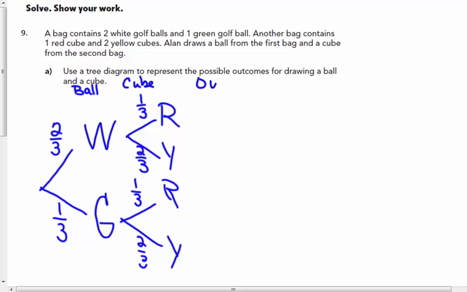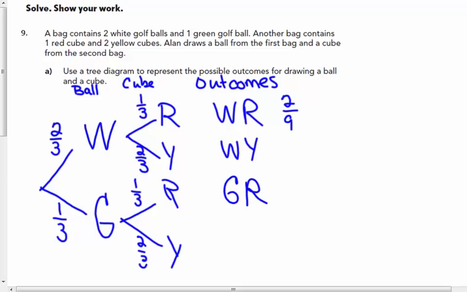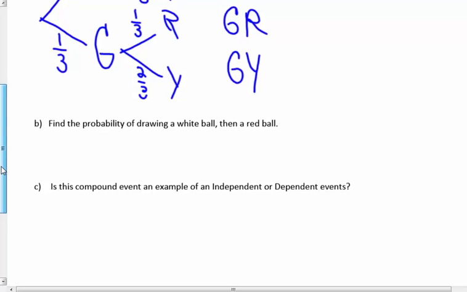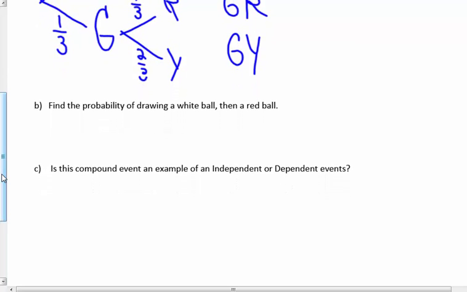There's my heading and outcomes. So white with red, and that would be 2/3 times 1/3, which would be 2/9. White with yellow, that would be 2/3 times 2/3. You can put that answer there. Green with red, and green with yellow. And I'm going to let you finish answering the fractions on your own there. So part B, I'm going to let you answer that one on your own as well. Find the probability of drawing white and then red.